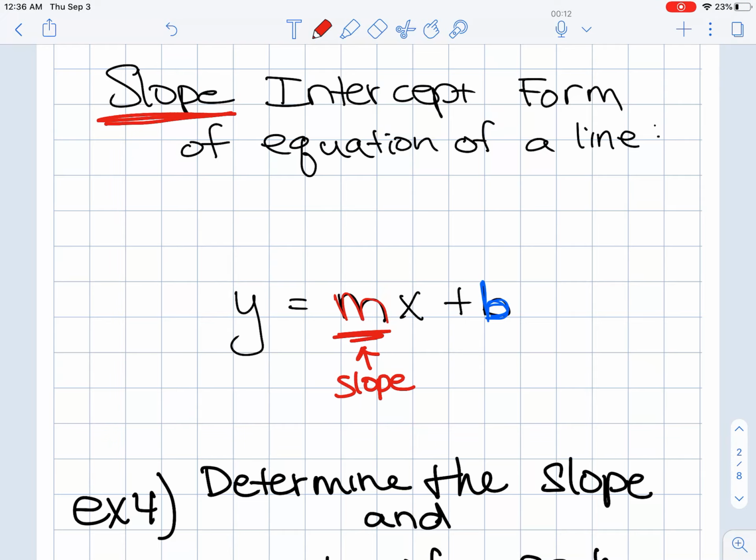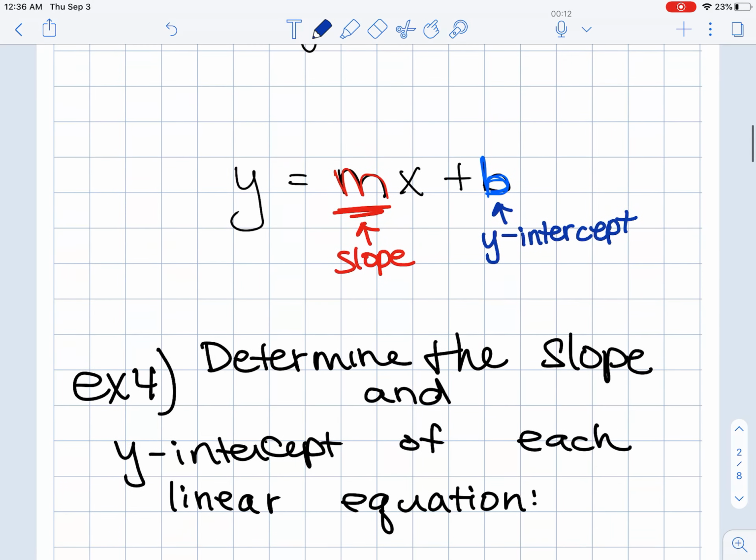X is part of the equation, we leave that alone. And then b is the intercept, specifically the y-intercept. So we don't put it in as m or b, we put the actual slope or the actual y-intercept in, and y and x are part of the equation, okay?